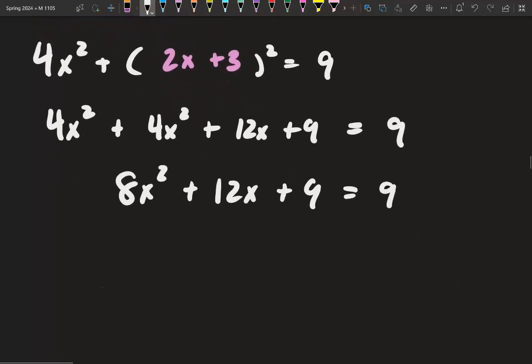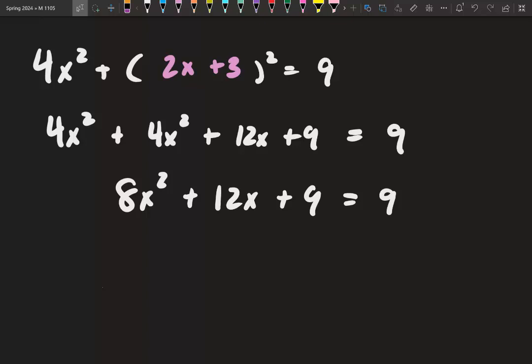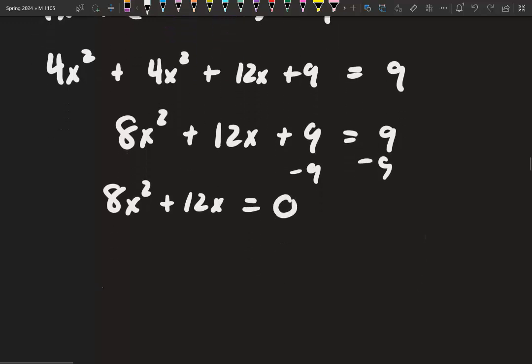Let's equal this to 0 because it's a quadratic and a trinomial, so we subtract 9 over. We get 8x squared plus 12x equals 0. Our 9's cancel. When it's a binomial, there's only one way to solve this, and that's greatest common factor. They have 4x in common.